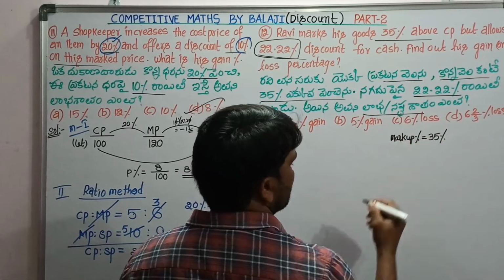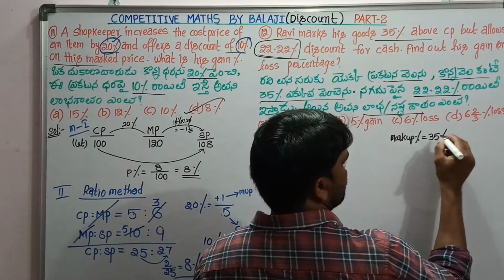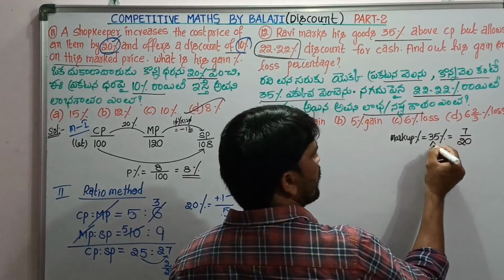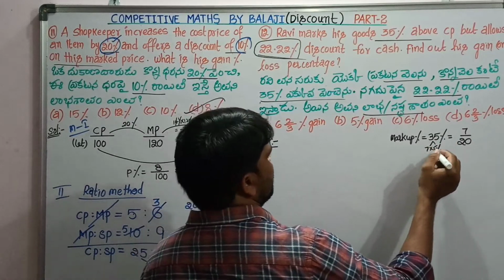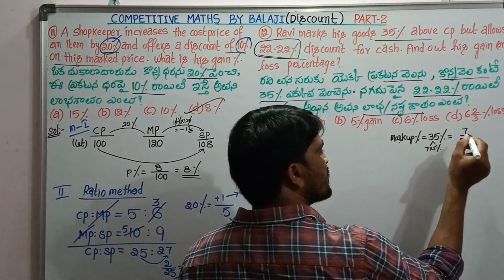Markup percentage is 35%. Markup is allowed on cost price. 35% fraction value is 7 by 20, since it can be written as 7 times of 5%. 5% fraction value is 1 by 20. 7 times of 5% is nothing but 7 by 20. So markup is always allowed on cost price.